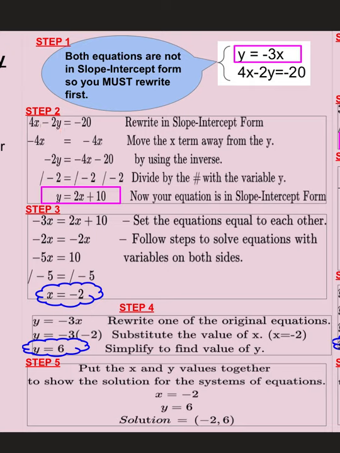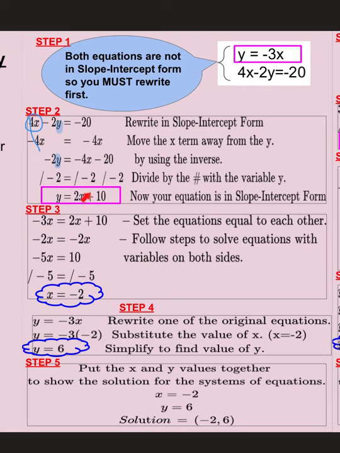So since I want the y by itself, I'm going to have to move the 4x by canceling it out with a negative 4x. What I do to one side, I will do the same to the other side. That will leave me with negative 2y equals negative 4x minus 20. I still need that y by itself. So if I want that y by itself, I'm going to have to divide every term by negative 2. So when I divide each term by negative 2, that leaves me now with y equals 2x plus 10. Now the equation is in slope-intercept form.